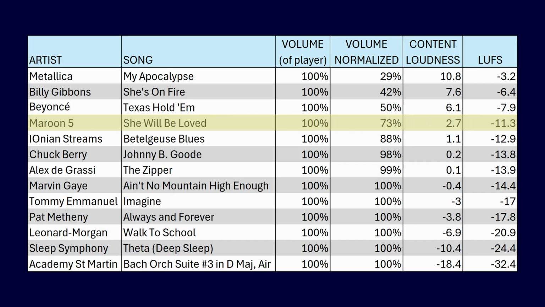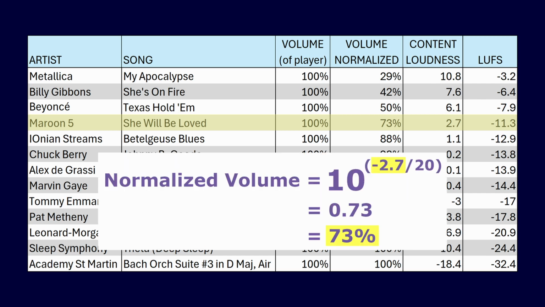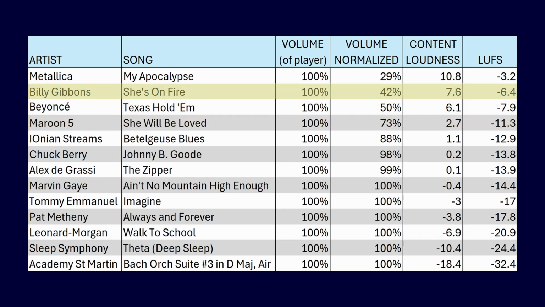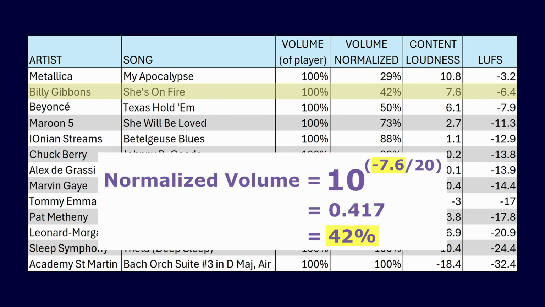For example, using the Maroon 5 song with a content loudness of plus 2.7 dB, YouTube will reduce it by minus 2.7 dB. So, enter minus 2.7 dB into the formula. Normalized volume equals 10 to the power of minus 2.7 divided by 20 equals 0.73, or 73%, which agrees with YouTube's normalized volume for the song shown in the list. Doing the same for She's on Fire, YouTube will reduce it by minus 7.6 dB. Normalized volume equals 10 to the power of minus 7.6 divided by 20 equals 0.417, or 42%.